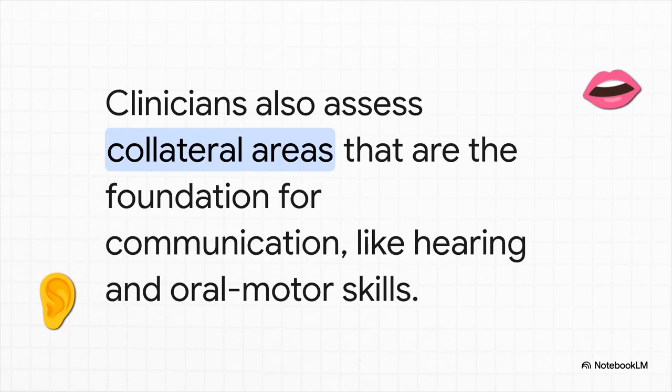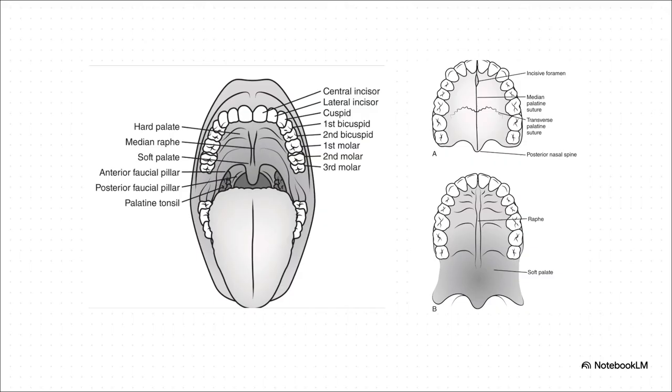But a really good, thorough assessment doesn't just stop with language. Clinicians also dig into what they call collateral areas. These are other critical pieces of the puzzle that support communication. For instance, an oral motor exam is a must.